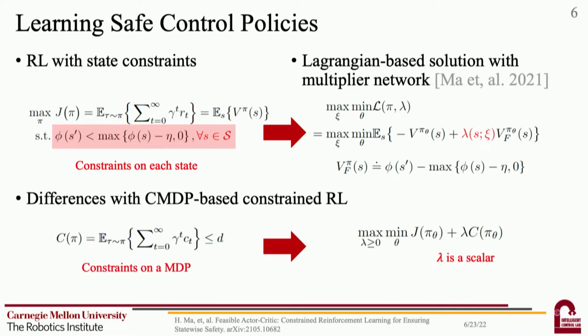Notably, this problem formulation is different from the traditional constrained Markov decision process. In the constrained Markov decision process setting, the constraints are posed on a single Markov decision process. So the constraints are irrelevant with the states. If you use a Lagrangian-based method to solve the constrained MDP, the Lagrangian multiplier is just a scalar. However, in our case, the Lagrangian multiplier is relevant with states. So we use a neural network to approximate the mapping from the states to their corresponding Lagrangian multiplier.